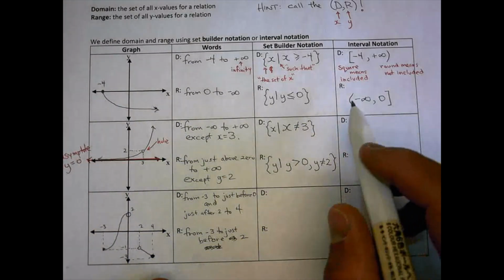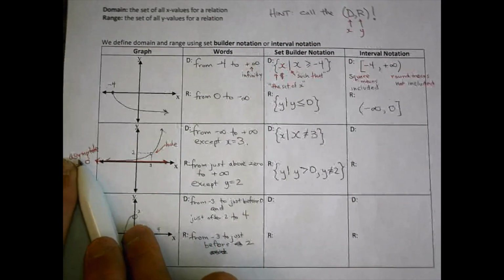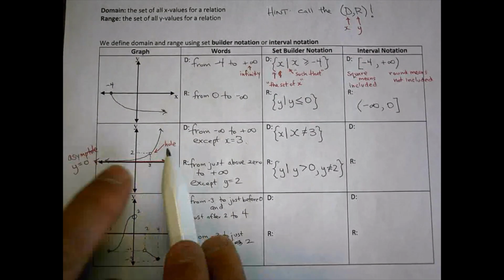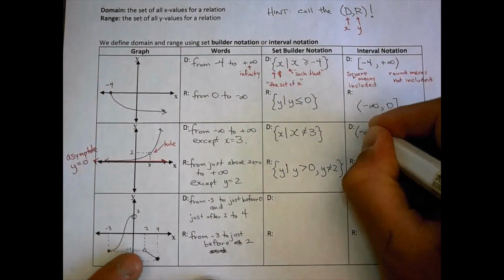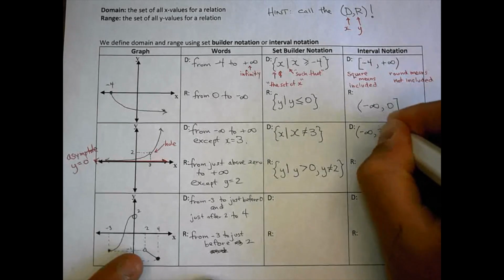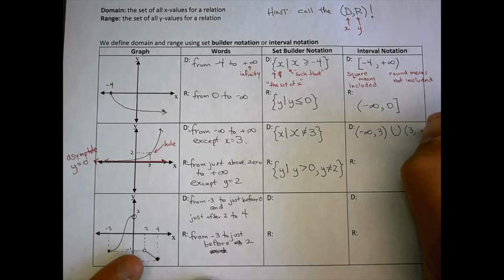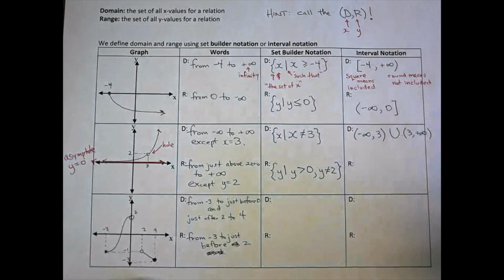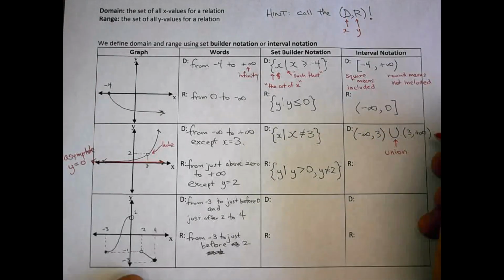For interval notation, there's a few intervals here. For the domain, there's an interval from -infinity all the way up to x equals 3, and then from x equals 3 all the way to positive infinity. So there's this set, -infinity to 3, union 3 to positive infinity. We call this the union. It's telling you you have to consider both of these sets.